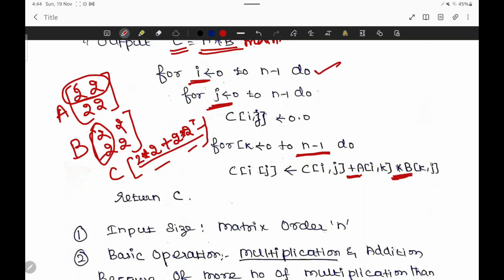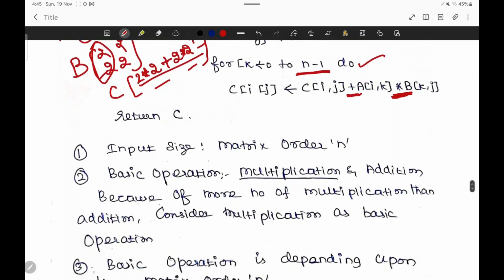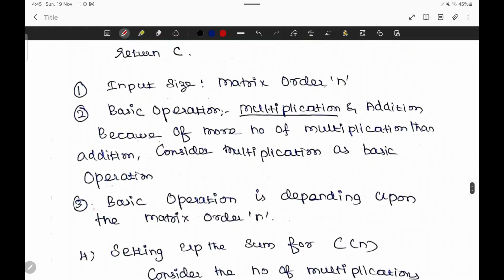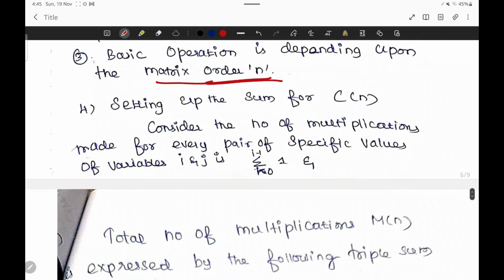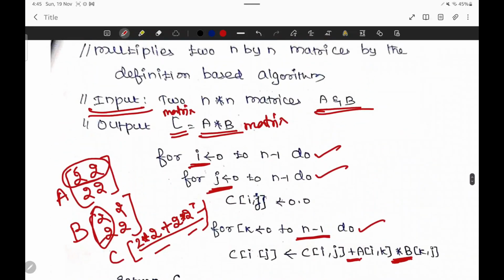So this is the outer loop, the inner loop, and this is the innermost loop. So we need to find the sum expression. We know the input size is n and the basic operation is addition and multiplication. So depending on n, the number of times the basic operation is done. Now we are in the fourth step. What do we need to do? We need to set up the expression, based on the looping statements.